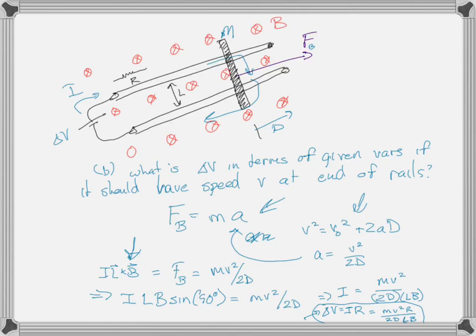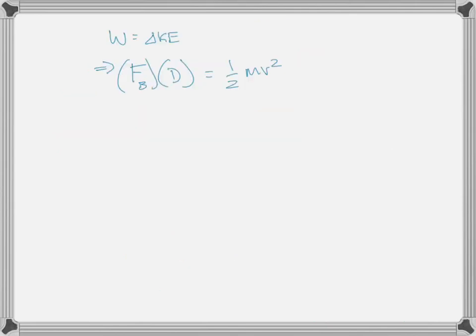We could also do it from an energy point of view. I find that a little easier, right? It's work equals change in kinetic energy. So the work done is the magnetic force times the distance that it goes. That's the work done, equals 1/2 mv squared.